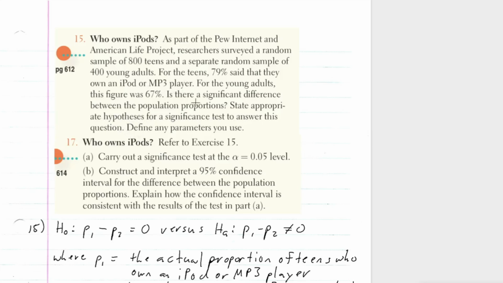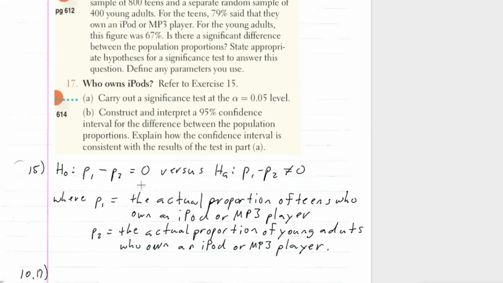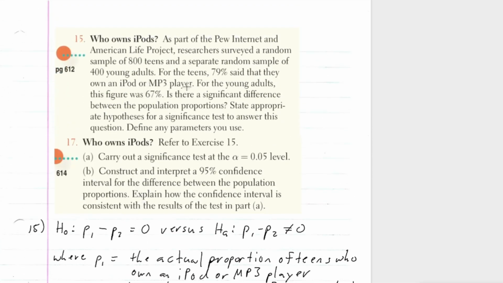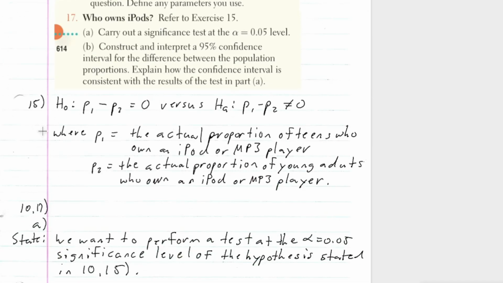All right, so I'm going to answer 15 and then we're going to move on to 17. So we just want to know if the population proportion for teens is different than the population proportion for young adults, right? So the way we can write that is the null hypothesis is that there is no difference, that the proportion of teens minus the proportion of young adults is 0, versus the alternative hypothesis, which is that their difference does not equal 0. So that means that there is a difference in their population proportions.